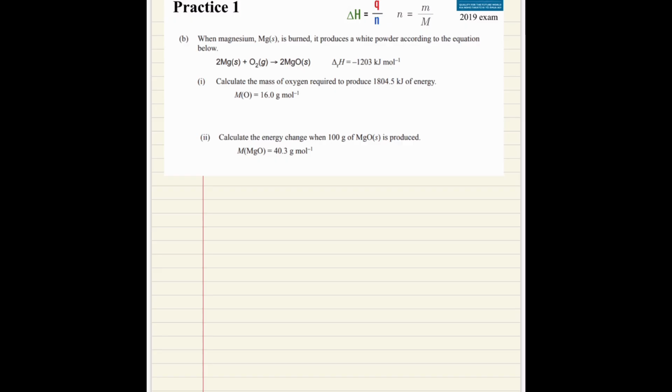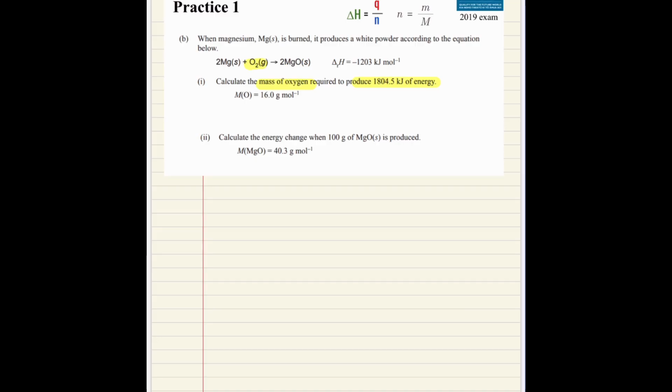This first question from the 2019 exam is a nice easy one to start off with. We are just looking at O2 in the equation, and we're trying to find the mass of oxygen required to produce 1,804.5 kilojoules of energy. I want you to quickly pause the video. That sounds super cringy, but pause the video. You're going to be doing that a little bit today, just so you give it a go before I go through the answer. But this one's starting off nice and simple, so go ahead, give it a go, and then press play when you're ready, and I'll go through the answer.